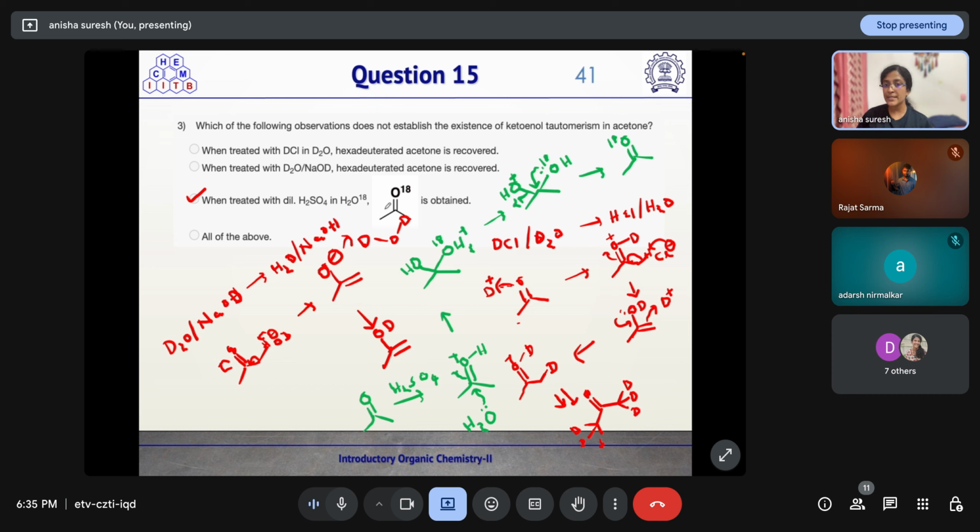If keto-enol tautomerism is taking place, we will just get acetone back in this case. But they have told they are getting this as the product. So here keto-enol tautomerism is not taking place. Instead, addition of water is taking place, leading to formation of this hydrate, which is a gem diol, and then elimination of water, leading to formation of the final product. So option C will be the right answer in this case. It does not establish the existence of keto-enol tautomerism in acetone.